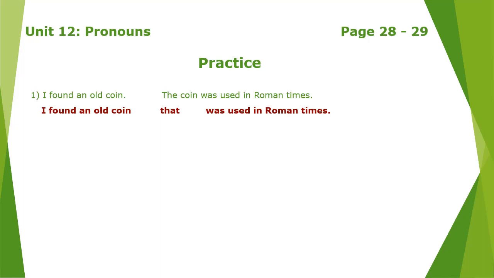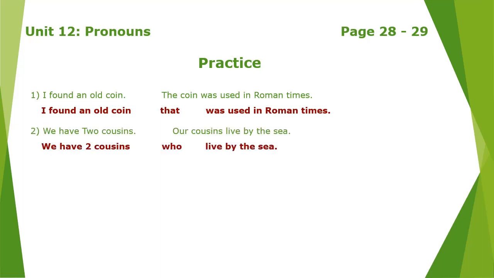So sentence number 2, we have two cousins. Our cousins live by the sea. So this is my two sentences. And a repeated thing هو cousins طبعا. So I will erase our cousins من الجملة الثانية. I will delete it. هحذفها. يعني الجملة رقم 2 هتبقى بتبدأ من live by the sea. And the first sentence هكتبها زي ما هي طبعا.